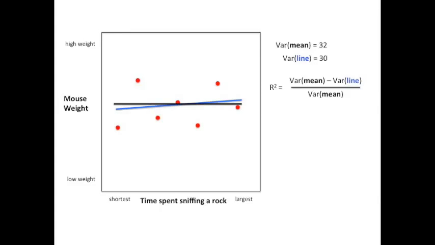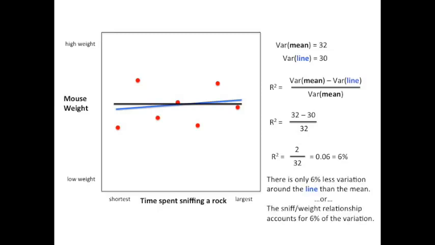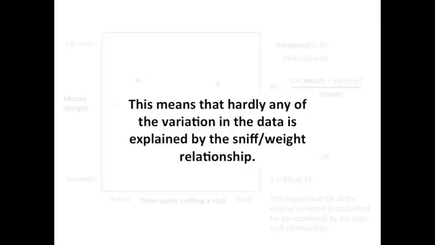Now, we just plug those values into our formula for r squared. By doing the math, we see that r squared equals 0.06, or 6%. Thus, there is only 6% less variation around the line than the mean. In other words, the sniff-weight relationship accounts for only 6% of the total variation. This means that hardly any of the variation in the data is explained by the sniff-weight relationship.